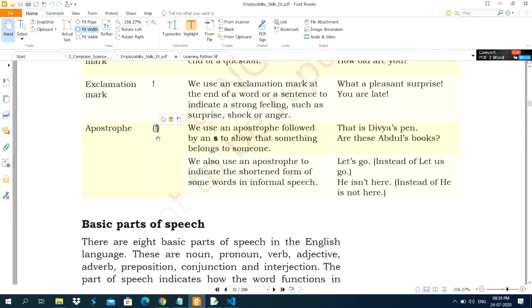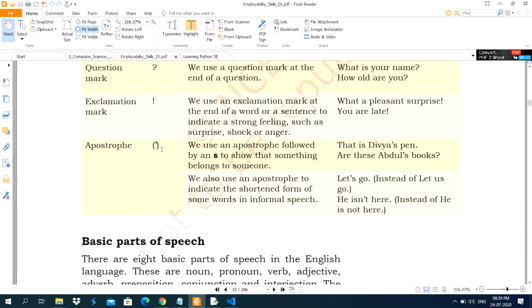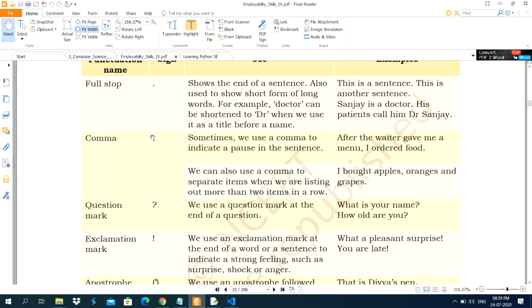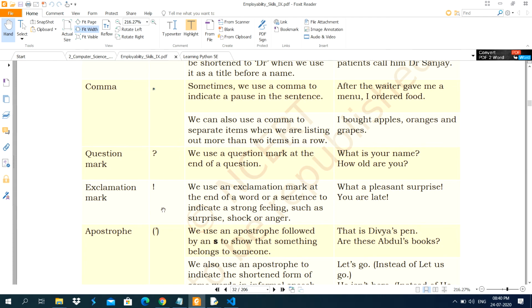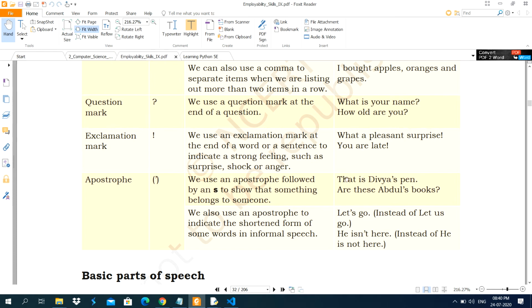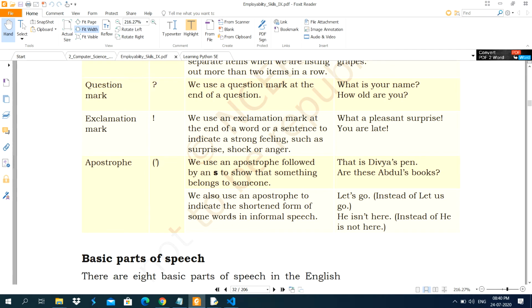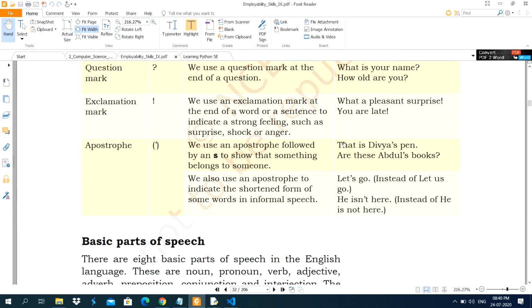Apostrophe. You see here this is a comma at the bottom, you can say below, and the apostrophe is an upper one, as it is used here in this sentence. We use an apostrophe followed by an s to show that something belongs to someone. The apostrophe is used for belonging, meaning that an item belongs to a person. In this example, this is Divya's pen.